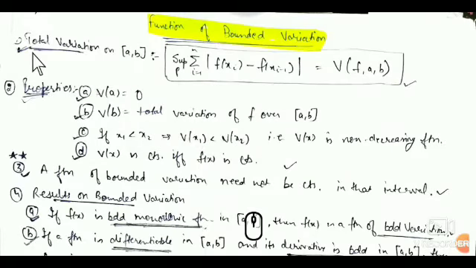Let us start with the definition of total variation on closed interval [a, b], which is defined as the supremum of the summation of mod of f(xi) minus f(xi minus 1), denoted by V(f, a, b). Here are some properties of variation: V(a) is equal to 0, and V(b) is equal to the total variation of f over the closed interval [a, b].